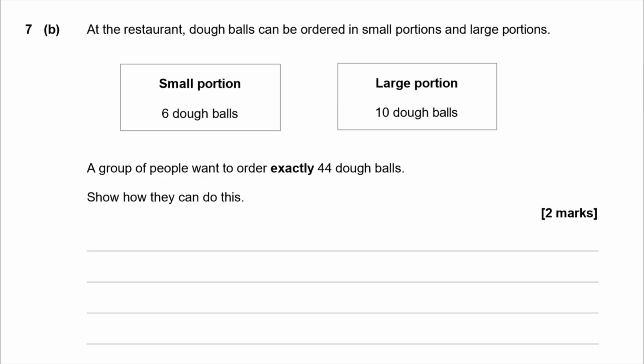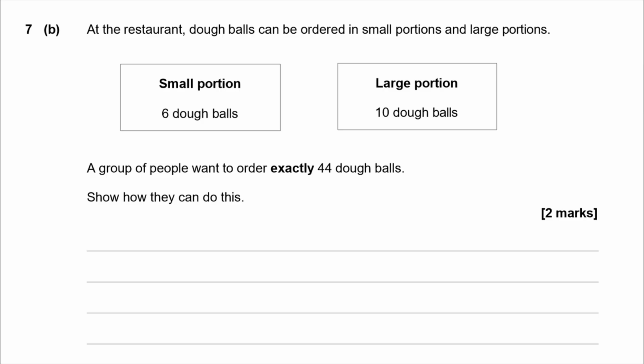Part B says, at a restaurant, dough balls can be ordered in small portions and large portions. You can get a small portion of 6 dough balls or a large portion of 10 dough balls. A group of people want to order exactly 44 dough balls. Show how they can do this.